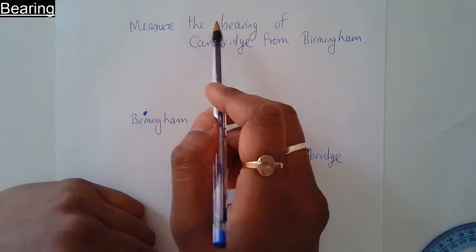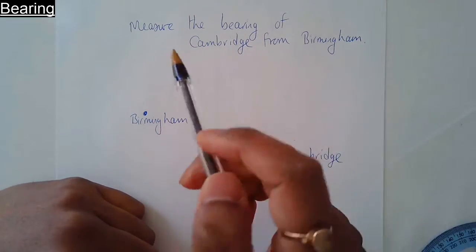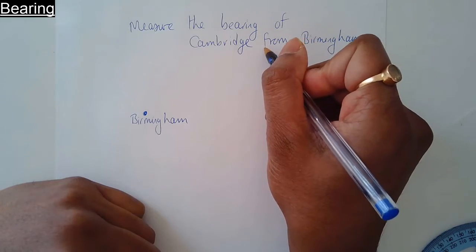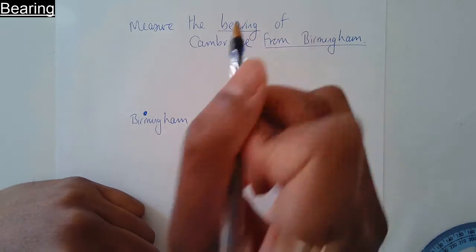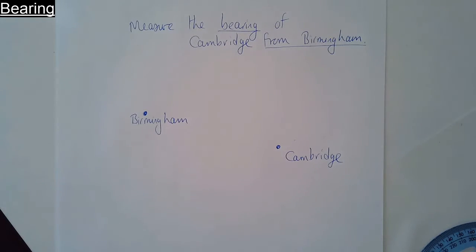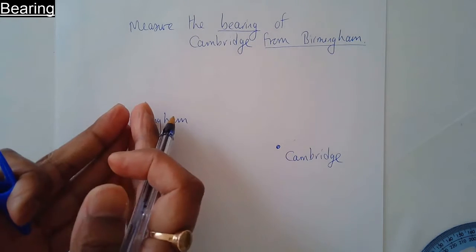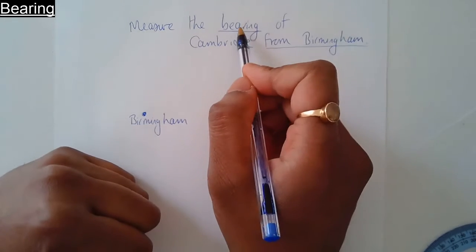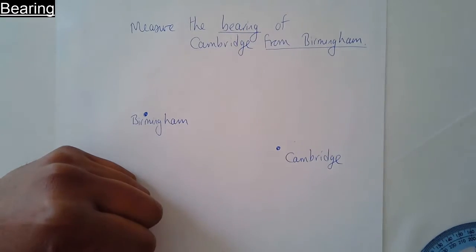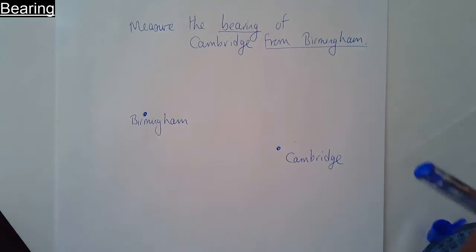Right, measure the bearing of Cambridge from Birmingham. So obviously I am at Birmingham because that's where I'm going to be travelling from. What is bearing? Well, bearing is a direction. Because if I'm at Birmingham and I need to get to Cambridge, I need to know which direction. And that bearing will be an angle. It has to be 3 digits. So how will I do that?